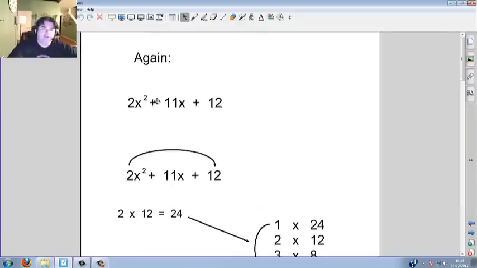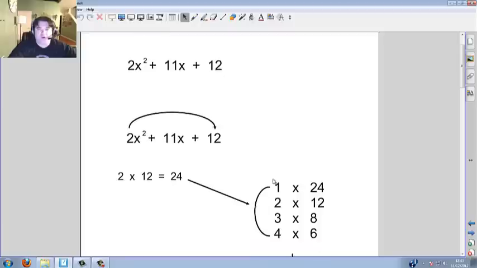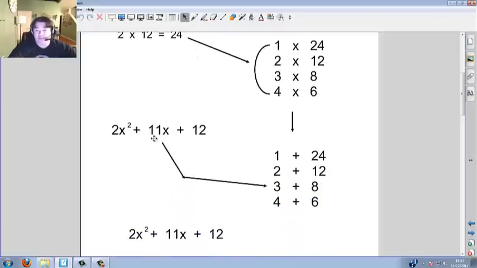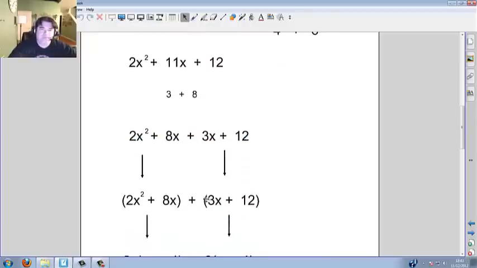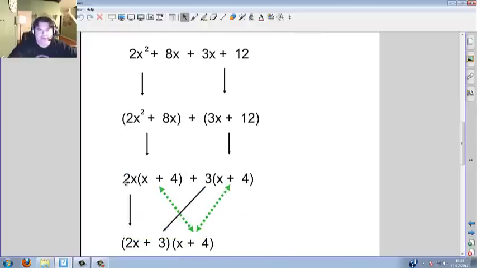Again, 2x squared plus 11x plus 12, I'm going to go ahead and take the 2 times 12, which makes 24. From there, I'm going to split up 24 into all the combinations I can until one of them adds to 11. Notice here I have 3 and 8, and 3 and 8 does make 11. So 11x becomes 8x and 3x. From there, I'll split these two up in a pair, these two up in a pair. Divide this by 2x and divide this by 3. Notice how I do that.